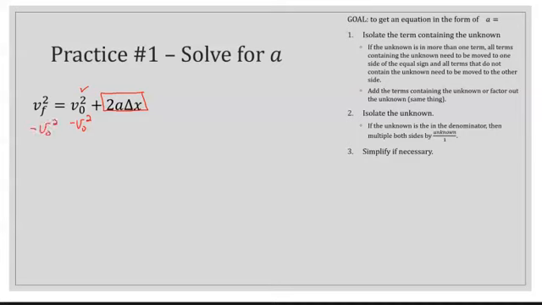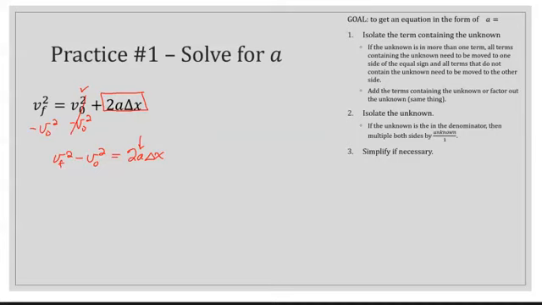And then I'm going to rewrite the equation. So I'm going to have my final velocity squared minus the initial velocity squared, and v is velocity, because these two cancel, is equal to 2a delta x. Now I need to isolate the unknown.